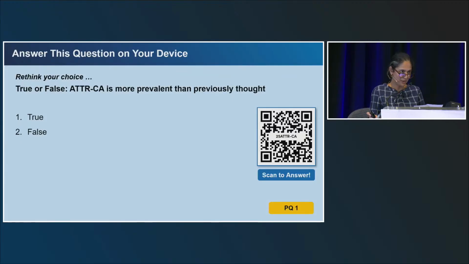So now you can answer this question, QR code, all that stuff. True or false? ATTR-CA is more prevalent than previously thought. True or false?